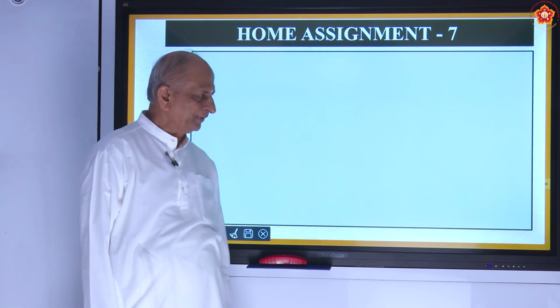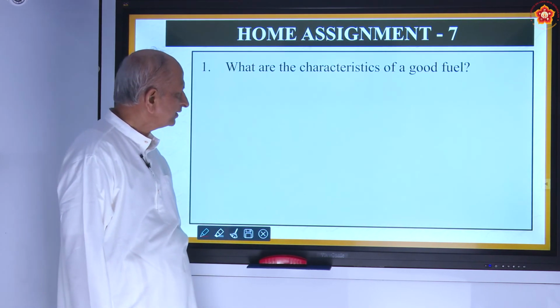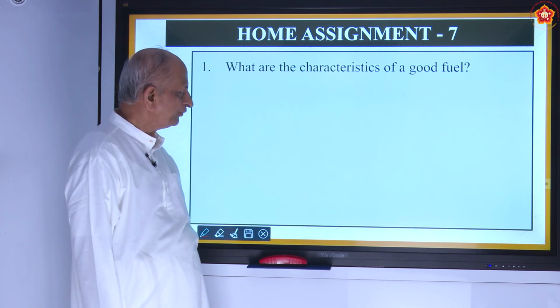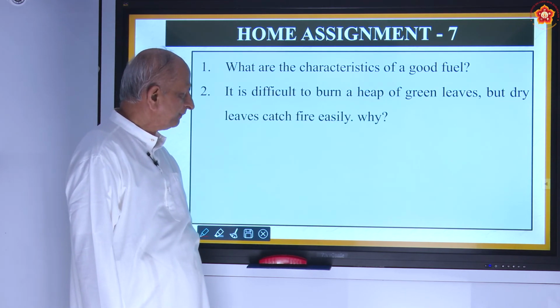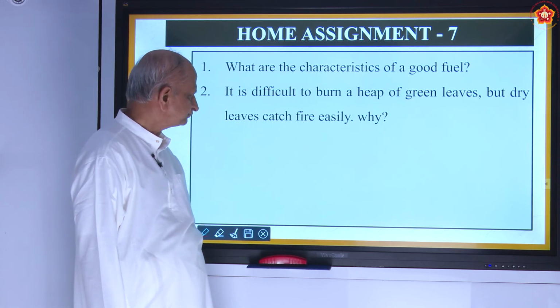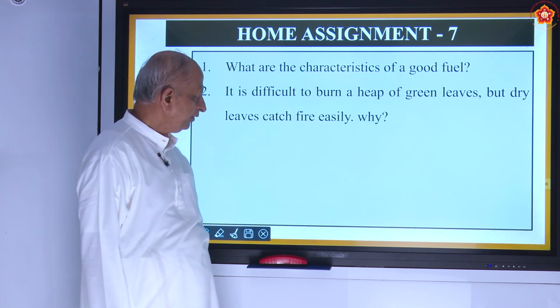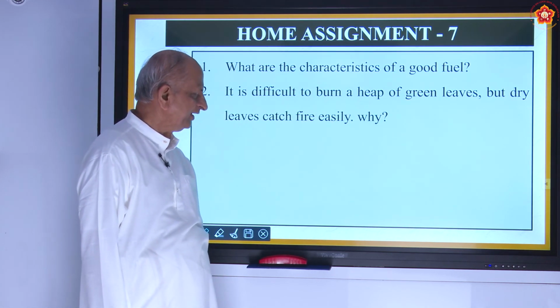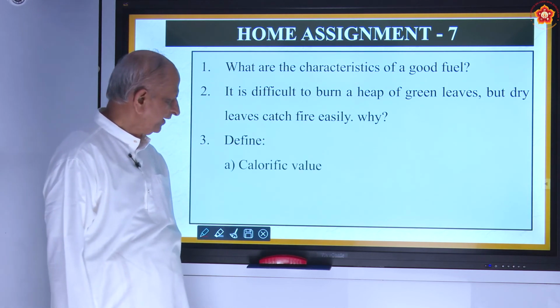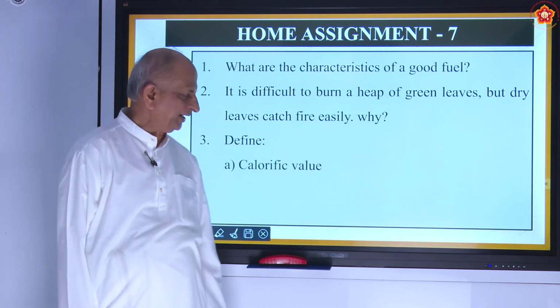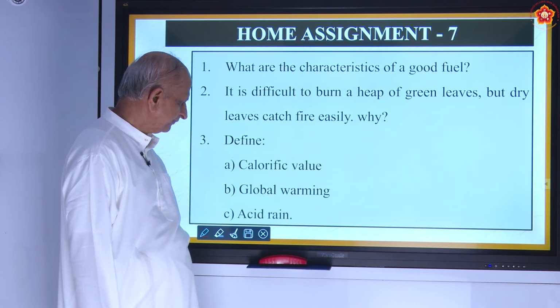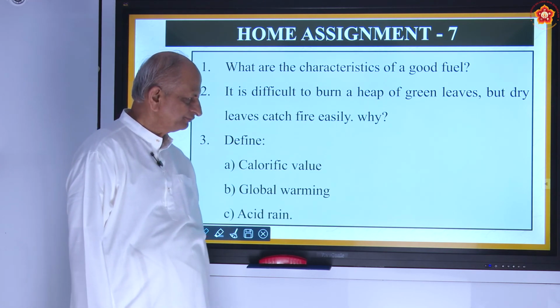Shall we pass on to the home assignment? What are the characteristics of a good fuel? It's difficult to burn a heap of green leaves, but dry leaves catch fire easily. Why? Define the terms: calorific value, global warming, acid rain.